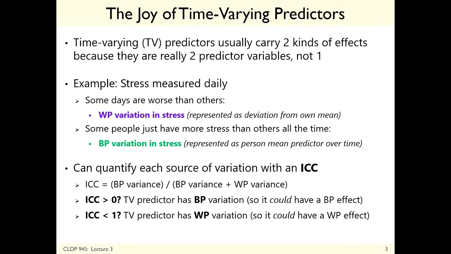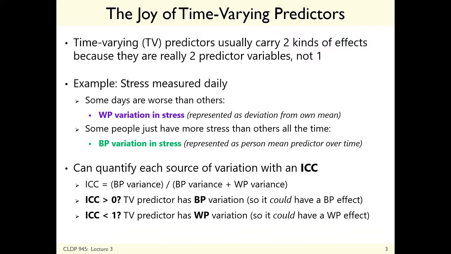So time-varying predictors almost always have at least two different kinds of effects. If I think about stress measured every day, it's true that some occasions are worse than others. So within yourself, some days are better than others. That's within person variation or fluctuation. It's also true that if you tally up persons' responses in total, some people are going to have higher average levels of stress. They're more stressed every day relative to someone else.